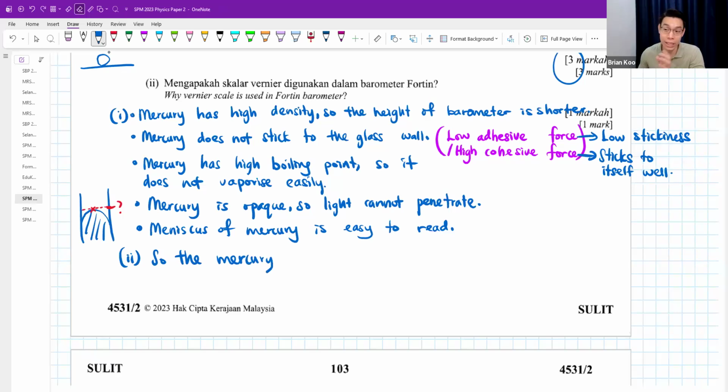Because it breaks down the reading into smaller parts. So the mercury reading is more accurate also can. That's why I use a vernier scale.